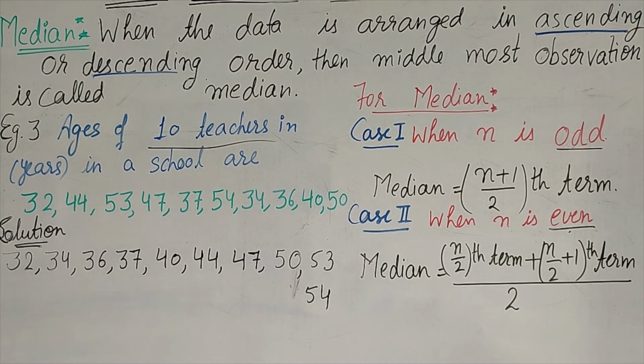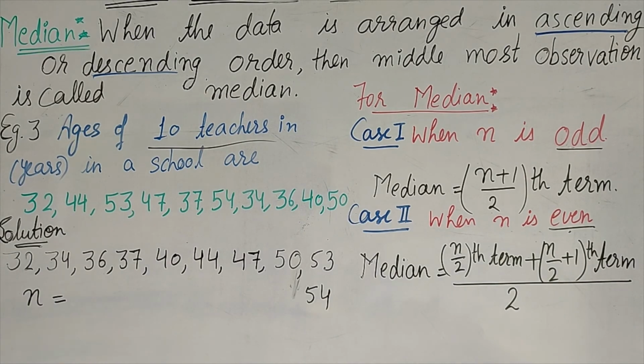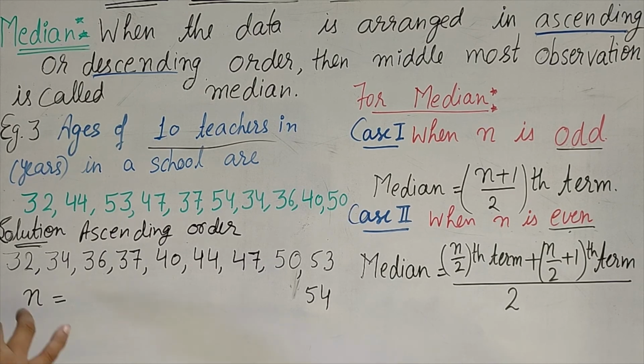Now, the number of terms: N is equal to 10, as 10 teachers are given. Once you arrange them in ascending order, after that count the number of observations, 1, 2, 3, 4, 5, 6, 7, 8, 9, 10, so that you make sure no term has been missed while writing in ascending order. Many times it happens that when we arrange the terms in ascending order, one or two observations are missed. So after writing the ascending order, count all the terms to make sure that you have written all the observations.